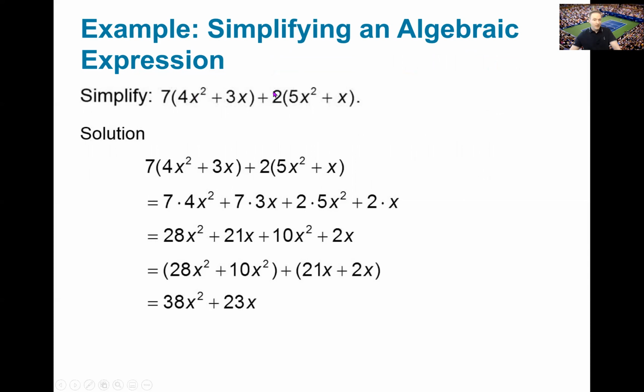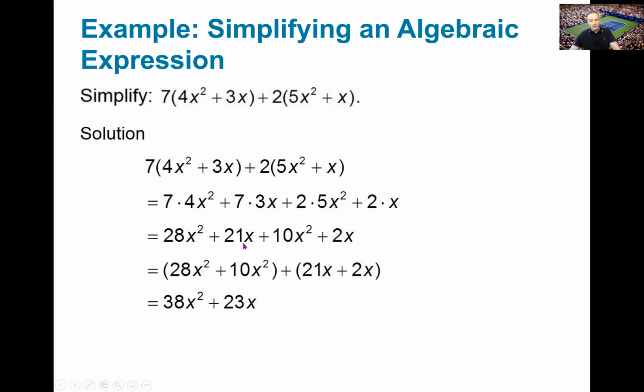So here I'm trying to cover the distributive property and the simplification property within one problem by asking you to simplify this expression. 7 times the group 4x squared plus 3x plus 2 times the group 5x squared plus x. So the first thing I'm doing here, and you do not have to show this many steps, this is just really trying to break it down for you, is I would need to distribute the 7 into both of the terms in that first group, and I would need to distribute the 2 into both of those terms in the second group.